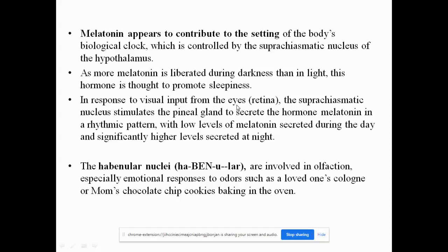So the visual input from the eyes and the suprachiasmatic nucleus will stimulate the pineal gland to secrete melatonin. Melatonin is secreted in a rhythmic pattern, very high at night when there is no light and very low in the daylight.